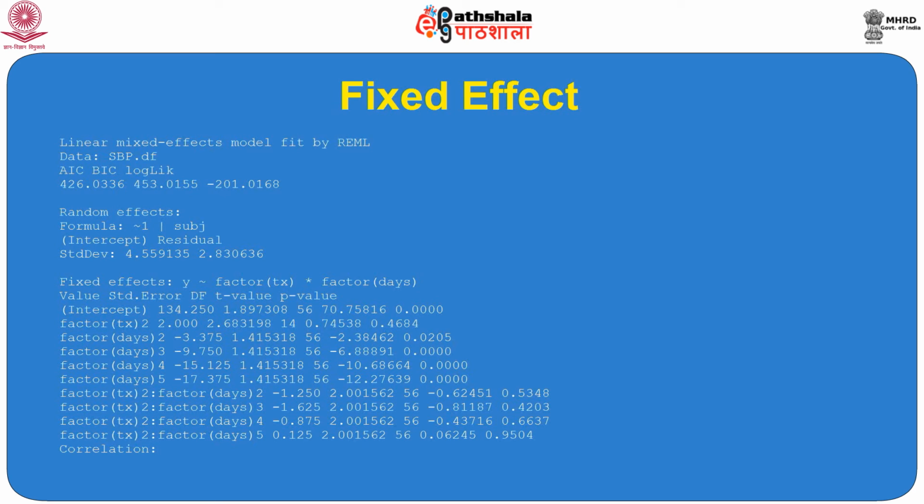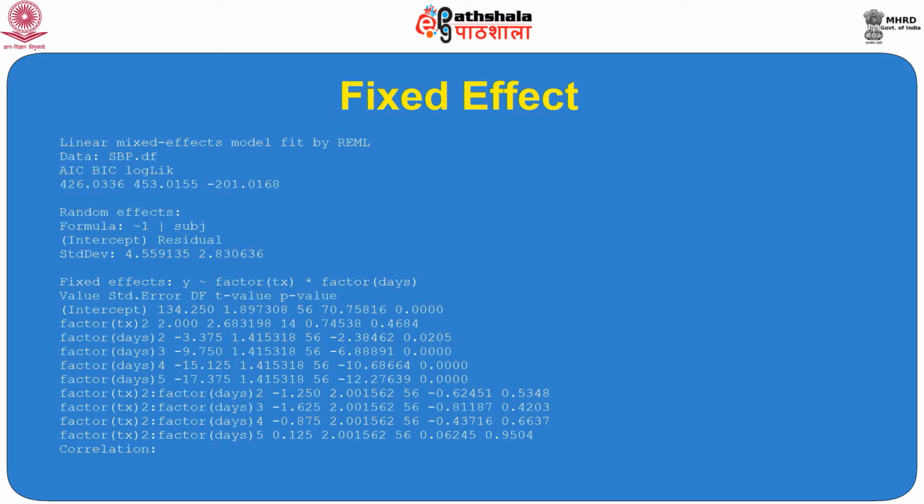Again, days 3 shows that it is highly significant in comparison to day 1. Day 4 again shows a highly significant reduction of systolic blood pressure in comparison to day 1, and the corresponding regression coefficient for day 4 is minus 15.125, standard error 1.41, t value minus 10.68, and p value 0.00. And for days 5 it is again minus 17.37, and it is also a highly significant reduction of SBP value.